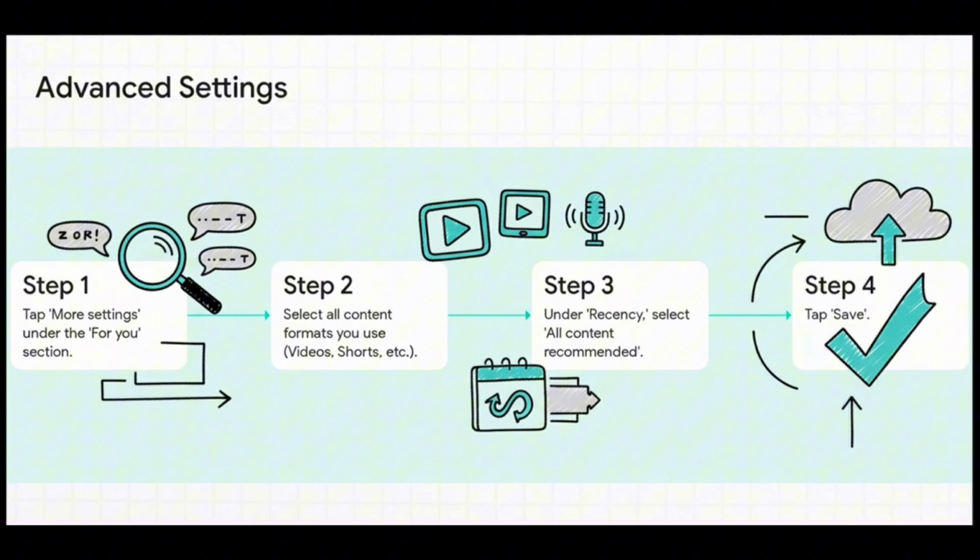The next tweak goes even deeper, and it's all about using your entire back catalog of videos. The instruction is to tell YouTube what kind of content you make, videos, shorts, live streams. But the key move is changing the recency setting to all content recommended. The idea here is that you're telling YouTube, hey, don't forget about my old videos. It keeps everything in play.